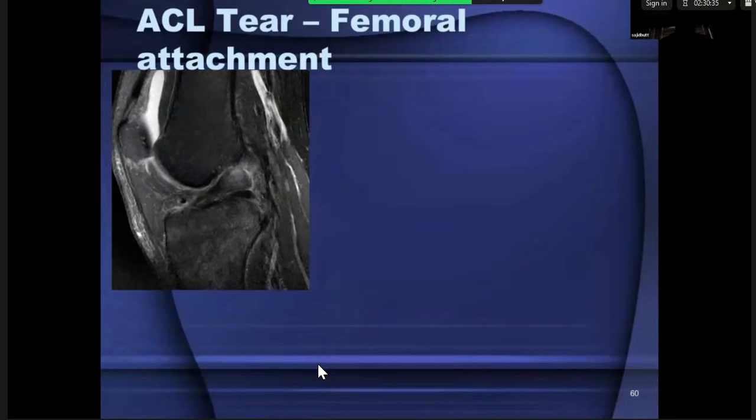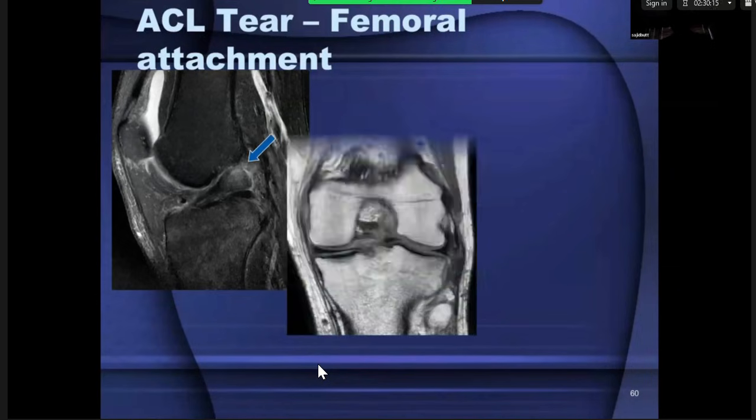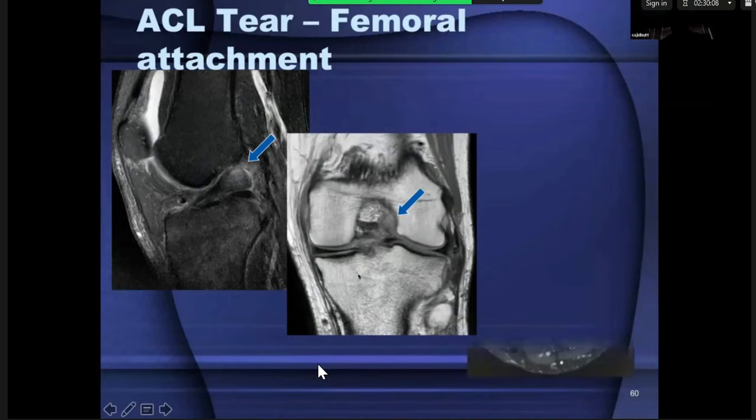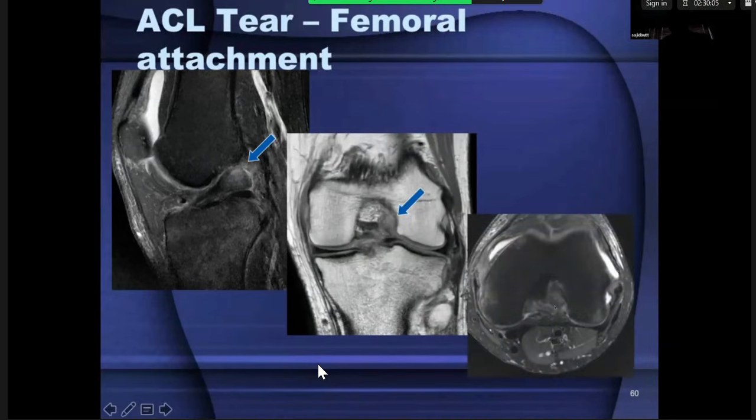Another sign of an ACL tear is that the ligament becomes more horizontal. Instead of following Blumensaat's line, which is the intercondylar notch roof line, it just becomes very horizontal and sort of flaps down. And you've got a tear of the femoral attachment of the structure. And in the coronal image, we'll again see absent ACL from within. Axial image again, we can see this is the lateral side. The PCL is normally attached on the medial side, but the ACL is missing.